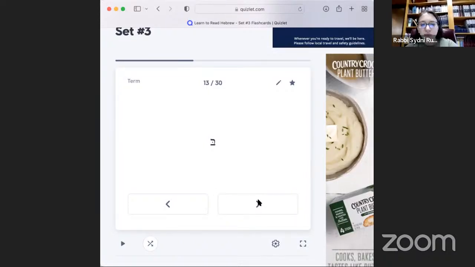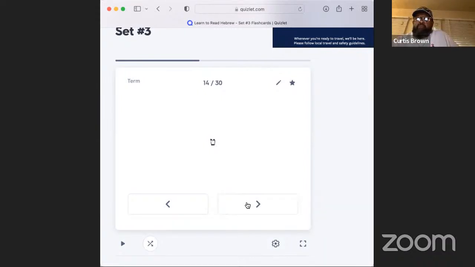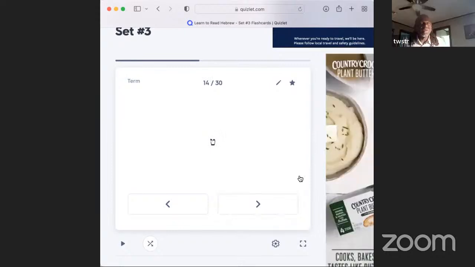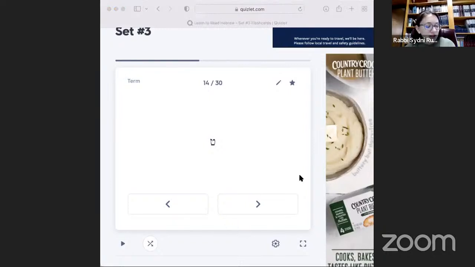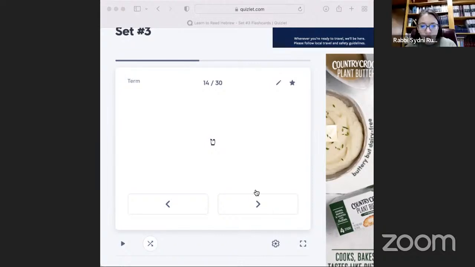Great. That would be a bet. Great. Is that a tav? It is not a tav, but it does make the same sound as a tav. It's a tet. It is a tet. Nice. Okay. Nice. All right.